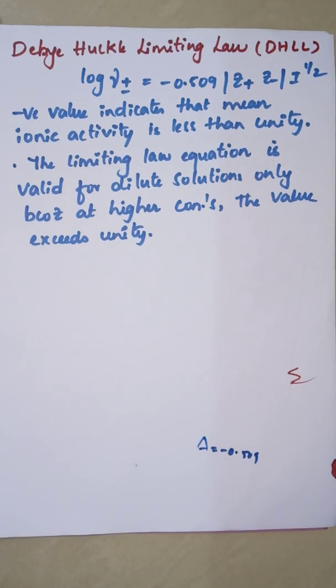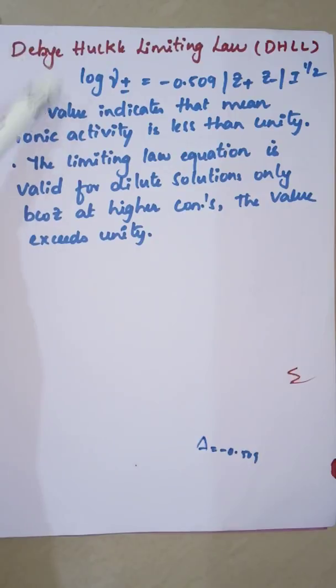Now this negative value indicates that the mean ionic activity is less than unity. The law has come because the activity value is not equal to the molality concentration. Because there is some activity, the law has come, and that activity is less than unity. The limiting law equation is valid for dilute solutions only, not concentrated solutions, because at high concentration the value exceeds unity. The mean ionic activity should not exceed unity for this law to be applicable. So this formula is very important from the entrance exam point of view, right?